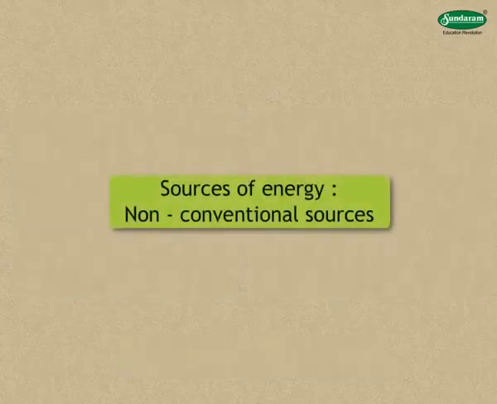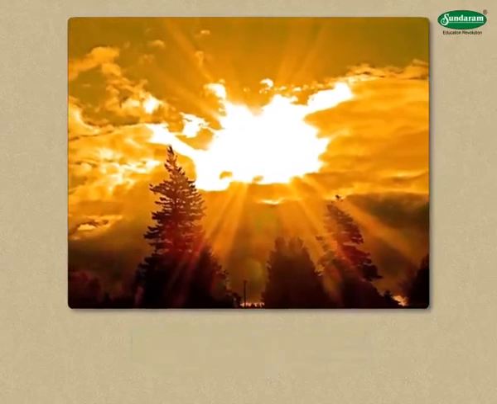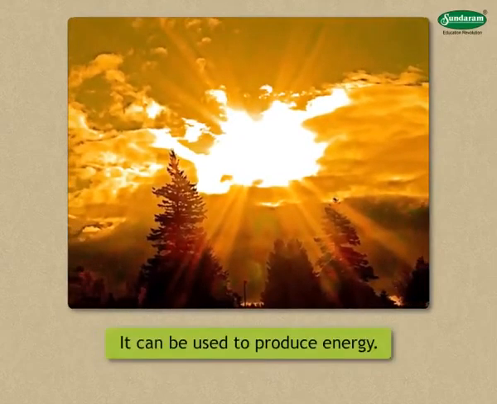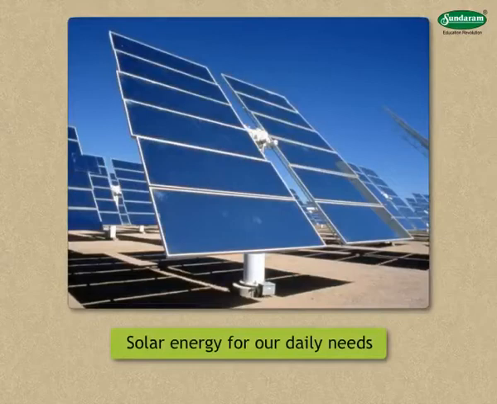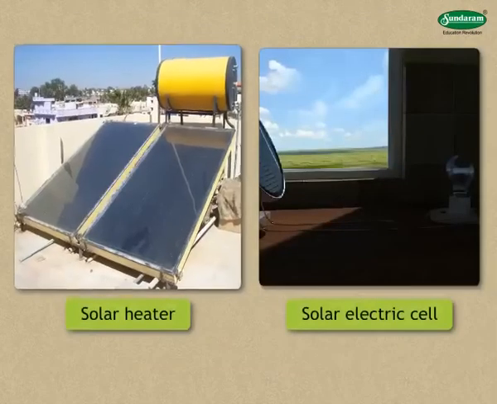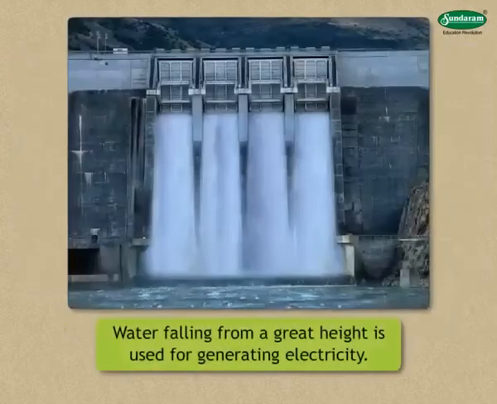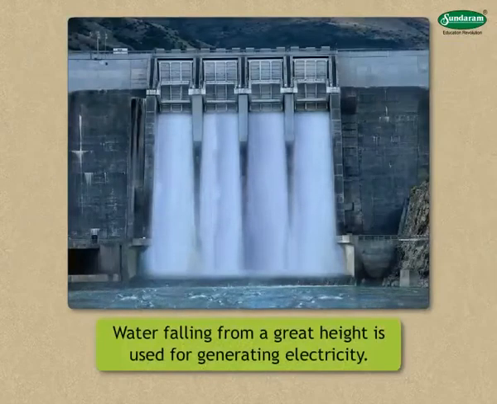Sources of energy. Non-conventional sources. We get heat from the sun. In fact, it is the main never-ending source of energy. It can be used to produce energy. We can make use of solar energy for our daily needs by using devices such as the solar heater and the solar electric cell. Water falling from a great height is used for generating electricity.